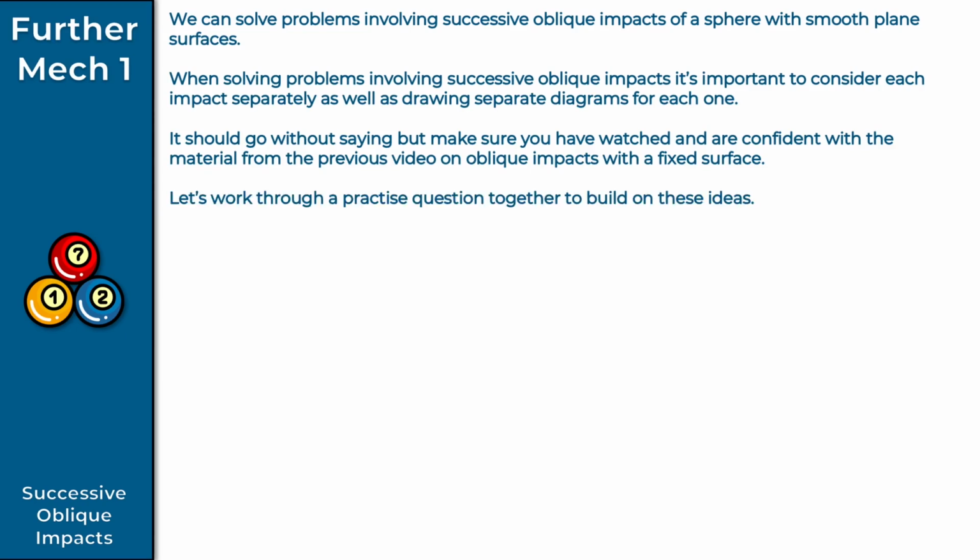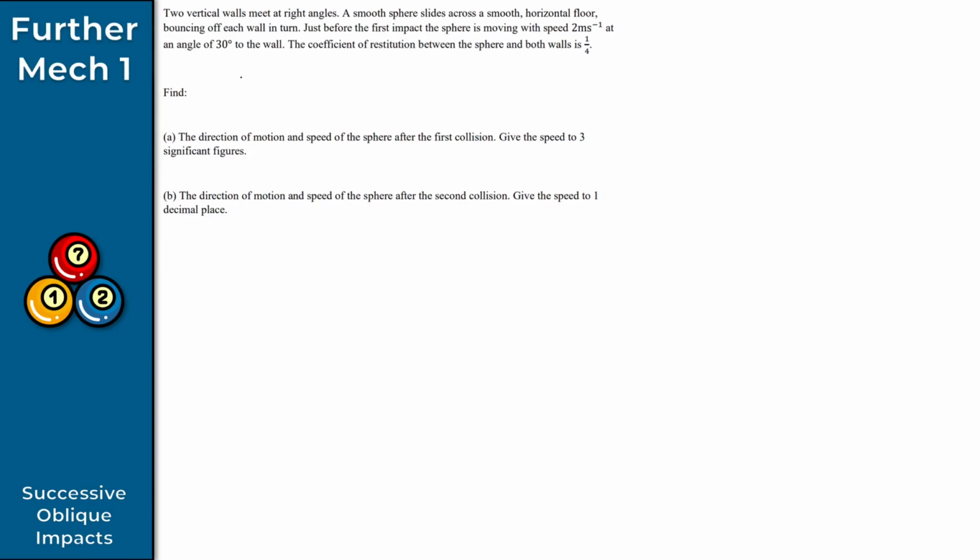To finish, let's work through a practice question together to build on these ideas. Let's get started. What do we have for this question? We're told two vertical walls meet at right angles and a smooth sphere slides across a smooth horizontal floor, bouncing off each wall in turn. Just before the first impact, the sphere is moving with a speed of 2 meters per second at an angle of 30 degrees to the wall, and the coefficient of restitution between the sphere and both walls is 1/4. For this question, we want to find two things.